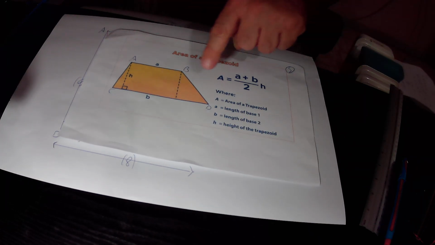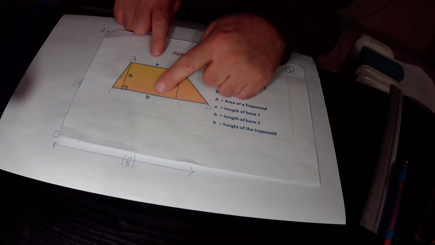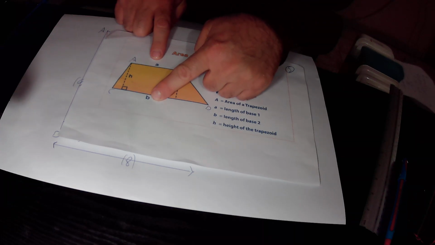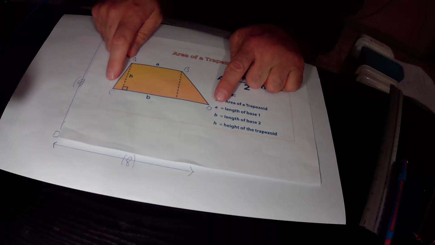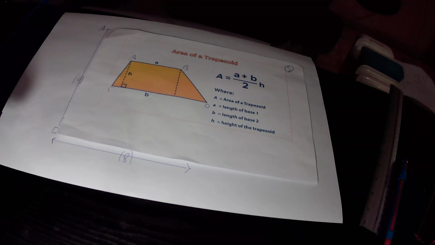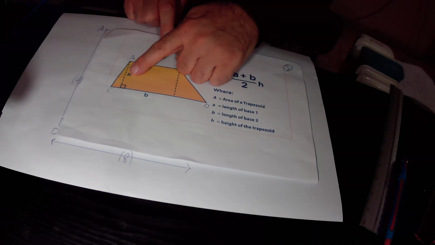This is trapezoid ABCD. Side AB is parallel to the opposite side CD. Those two opposite sides are defined as the bases of the trapezoid. If the base AB equals A units and the base CD equals B units, then the area of this trapezoid must be equal to the sum of its two parallel bases, A plus B, times the height over 2.